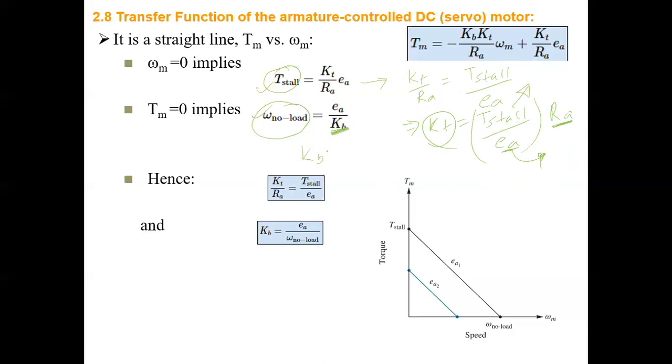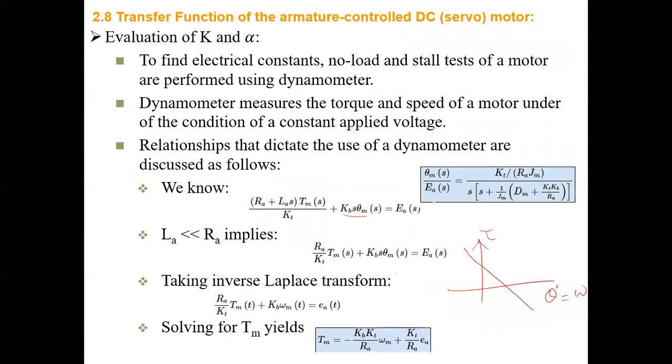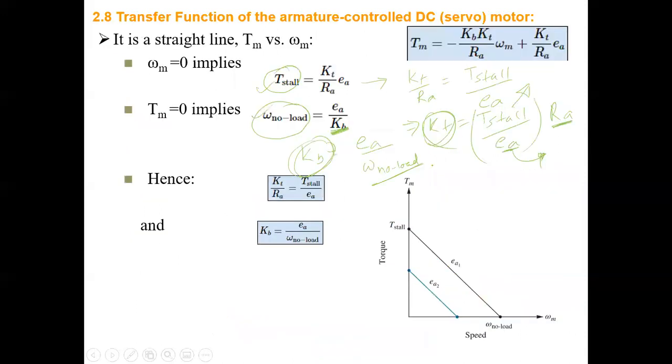KB equals EA over omega no load. So from here, what do you get? You get KB. So you got KB here, you got KT here. Then you just plug in everything there and you get K and alpha. Okay? You get this K and this alpha, everything. You have to understand this, otherwise you cannot do the homework problem.